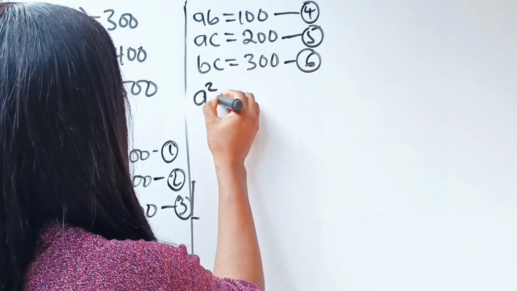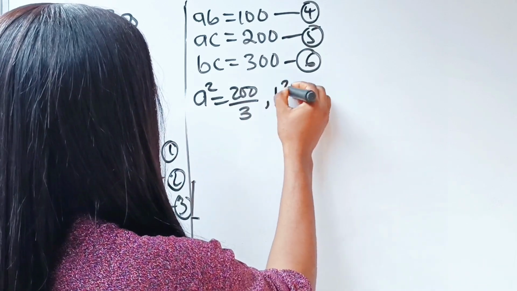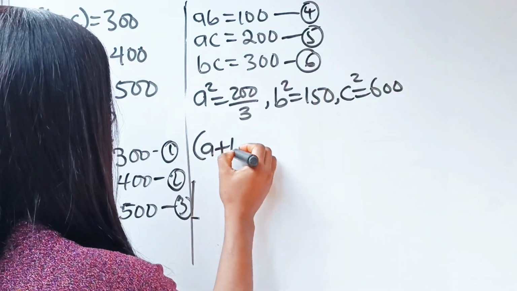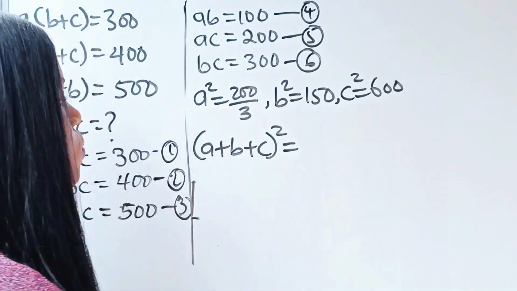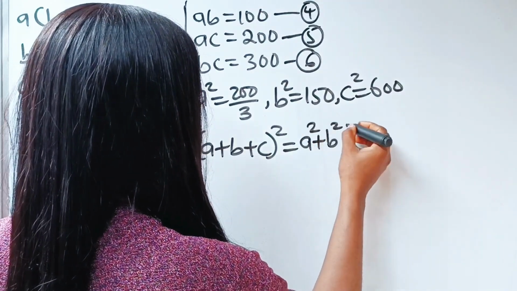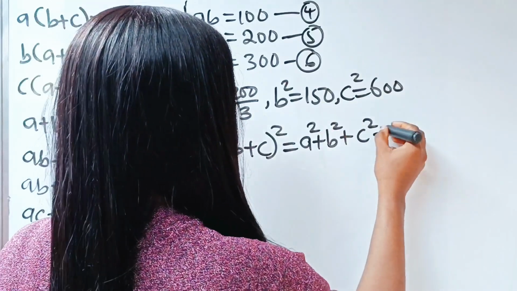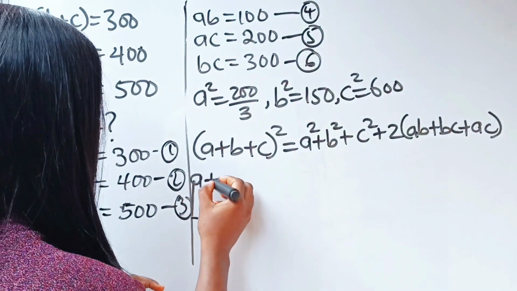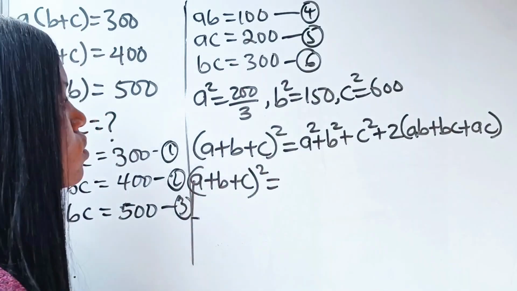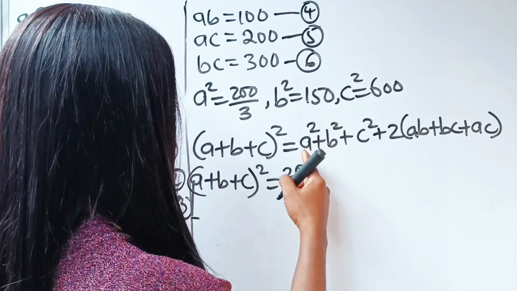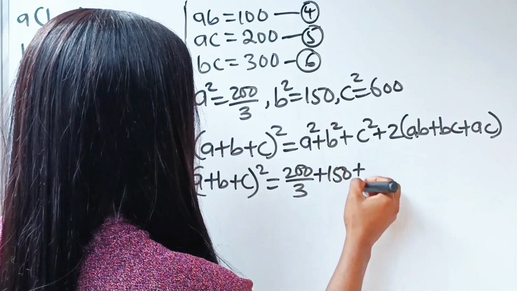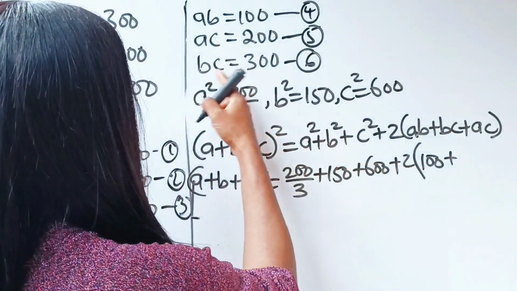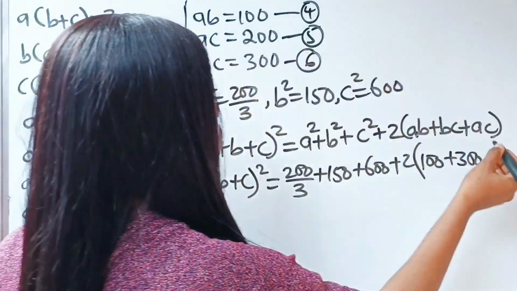Okay. Now we got that A squared is equal to 200 divided by 3. B squared is equal to 150. C squared is equal to 600. So we go A plus B plus C squared is equal to what? Recall that this is equal to A squared plus B squared plus C squared plus 2 brackets AB plus BC plus AC. So we have A plus B plus C squared is equal to 200 divided by 3, which is A squared, plus 150 plus 600 plus 2 brackets. Our AB is 100, our BC is 300, and our AC is 200.